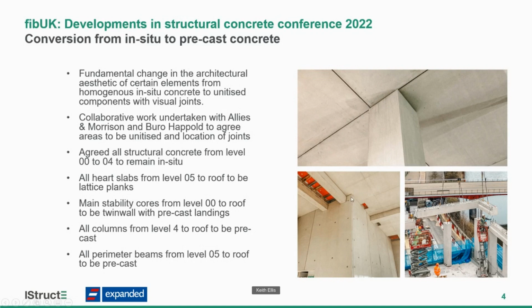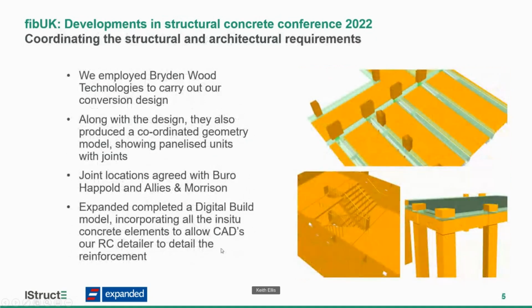After a bit of work, we agreed we're pretty much going to keep level 0 to 4 as in situ. I'm talking in broad terms. There are always exceptions, but the heart slabs, level 5 to the roof, were lattice planks, and the stability cores, level 0 to roof, we converted all to twin wall. The columns from level 4 above were precast, and all perimeter beams above level 5 also precast.